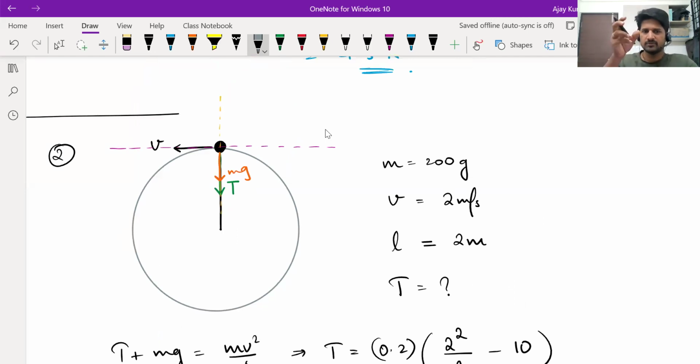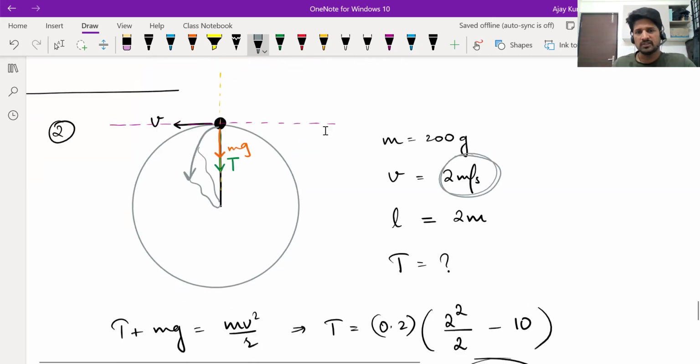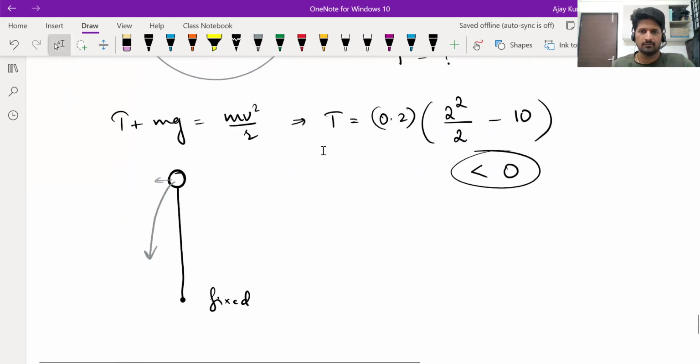At the top of the circle, if you give only this much velocity, 2 meters per second, what actually happens is that the ball falls off into the circle. So the string becomes loose. So in this case, there won't be a tension in the rope at all.